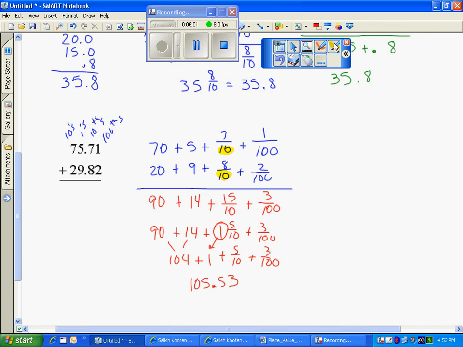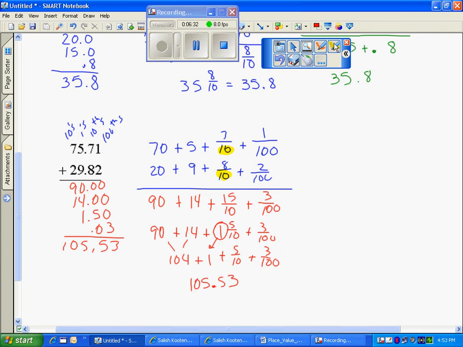Using partial sums, adding my tens, 90, adding my ones, 14, adding my tenths, if I add that, I have 15 dimes, which is $1.50. Adding my pennies, I have 3. Adding my pennies, my dimes, or my hundredths and my tenths, my ones, and my tens.